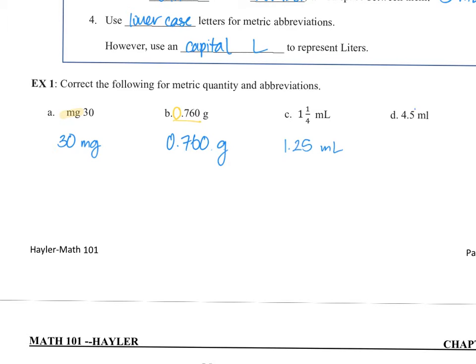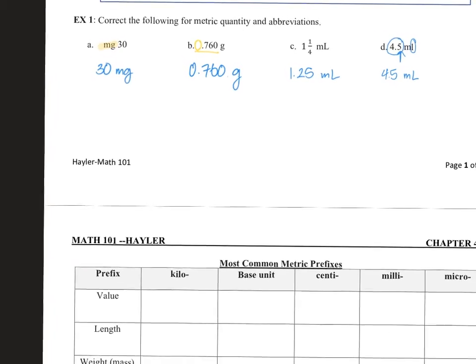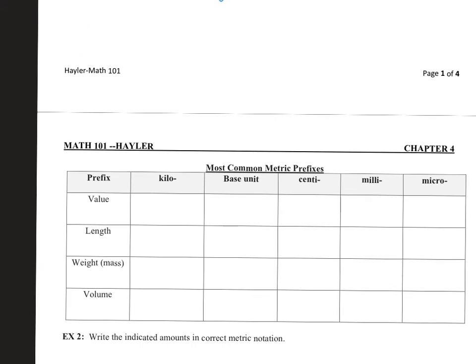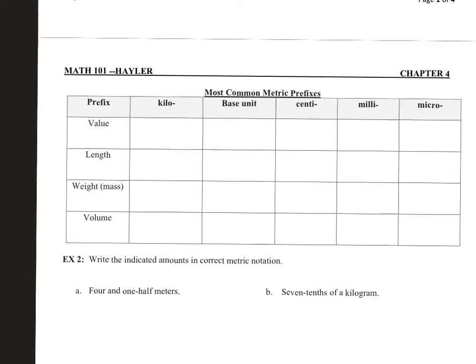And lastly, what is wrong with D? Well, it's in a decimal form. Nothing wrong with that. There's a space between the ml and the 4.5. That L right there is not a capital letter L. That should be a capital L. So we're going to write 4.5 milliliters with a capital L. All right, so there we go. We have finished correcting those abbreviations. So let's take a look at the next page.